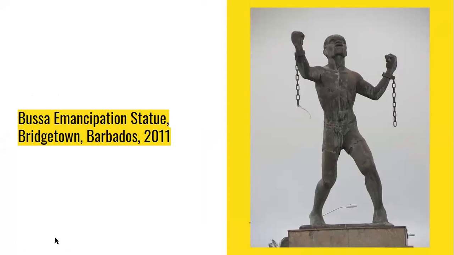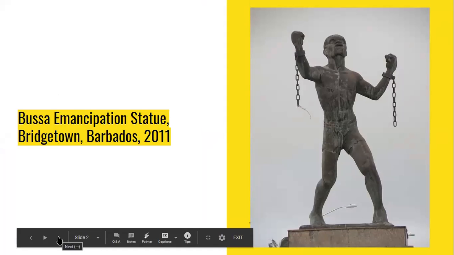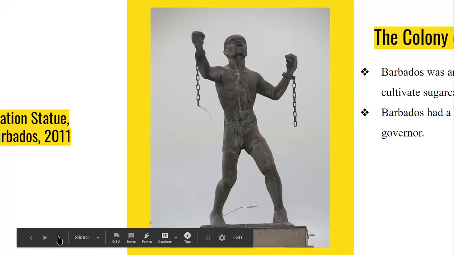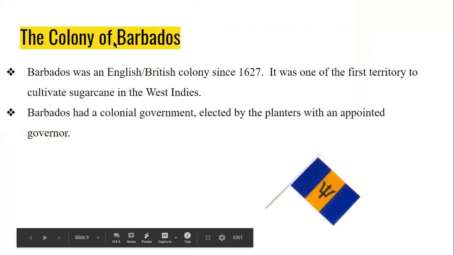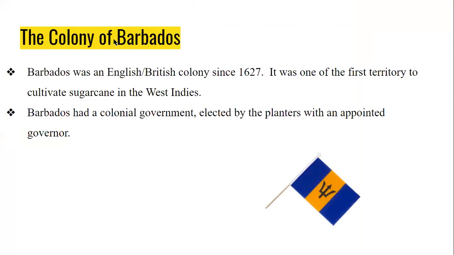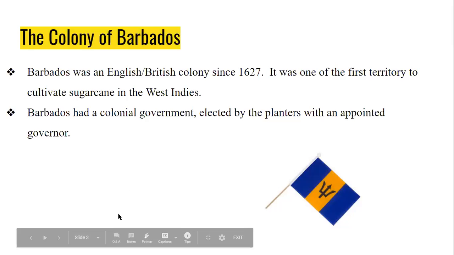This is a statue currently in Barbados of Bussa that was made in 2011. The colony of Barbados. Barbados was a British colony since 1627, and it was one of the first territories to cultivate sugarcane in the West Indies, as the sugar revolution also began in Barbados and spread throughout the rest of the Caribbean colonies. Barbados also had a colonial government that was elected by the planters with an appointed governor.